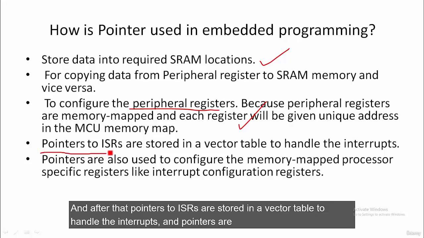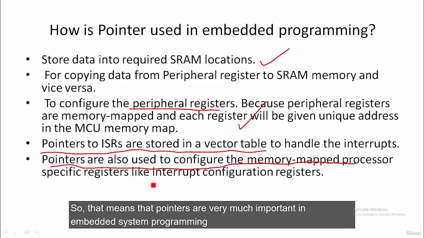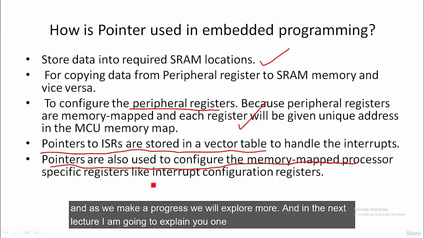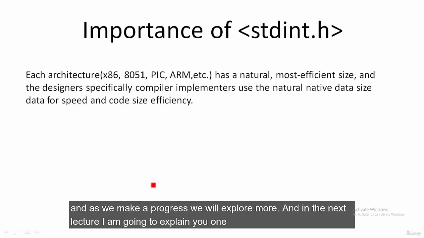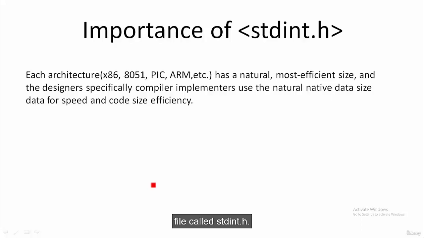And after that, pointers to ISRs are stored in a vector table to handle the interrupts, and pointers are also used to configure the memory mapped processor specific registers like interrupt configuration registers and all. So that means pointers are very much important in embedded system programming. And as we make progress, we'll explore more. And in the next lecture, I'm going to explain one important topic, that is we are going to understand the importance of a standard library header file called stdint.h.